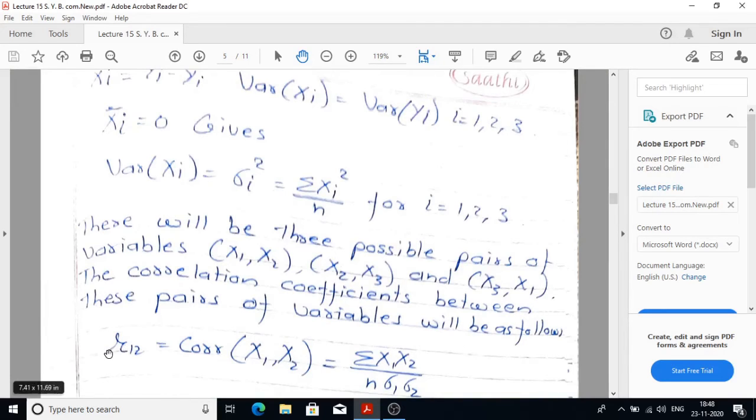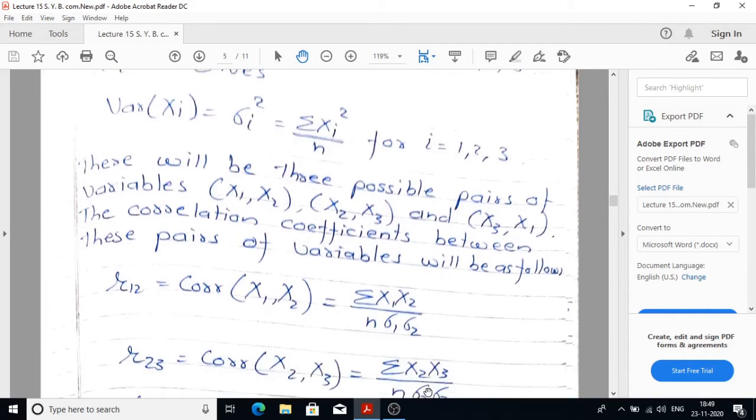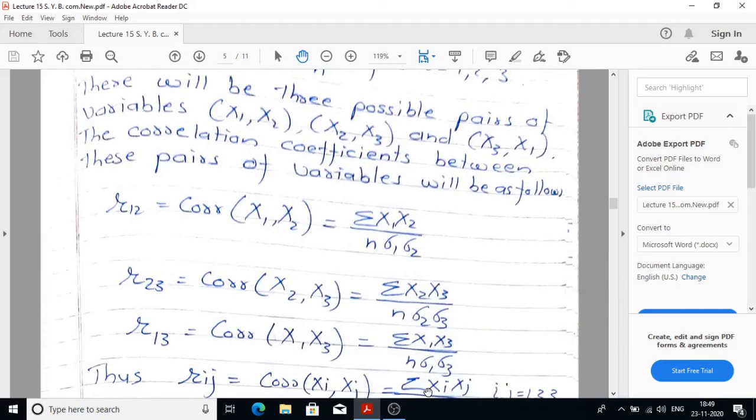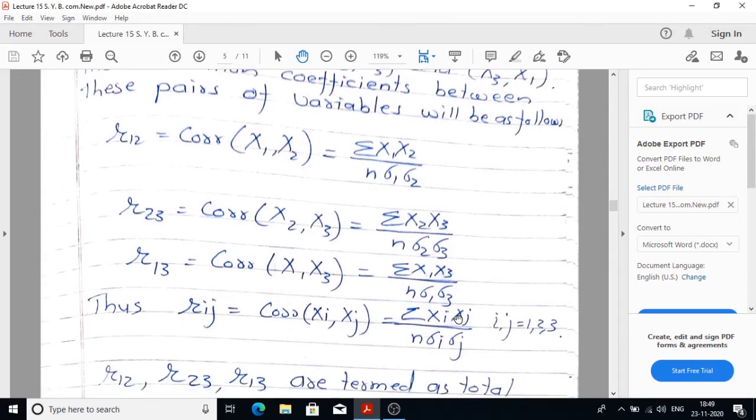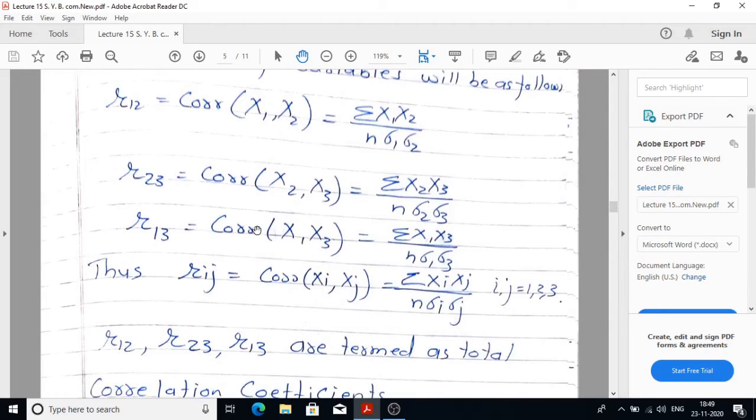between these pairs of variables will be as follows. Small r12 is equal to correlation between x1 and x2, which can be written as summation of x1 x2 divided by n into sigma 1 sigma 2. r23 is equal to correlation coefficient between x2 and x3, which can be written as summation x2 x3 divided by n into sigma 2 sigma 3. And r13 is nothing but correlation coefficient between x1 and x3, which can be written as summation x1 x3 divided by n into sigma 1 sigma 3.